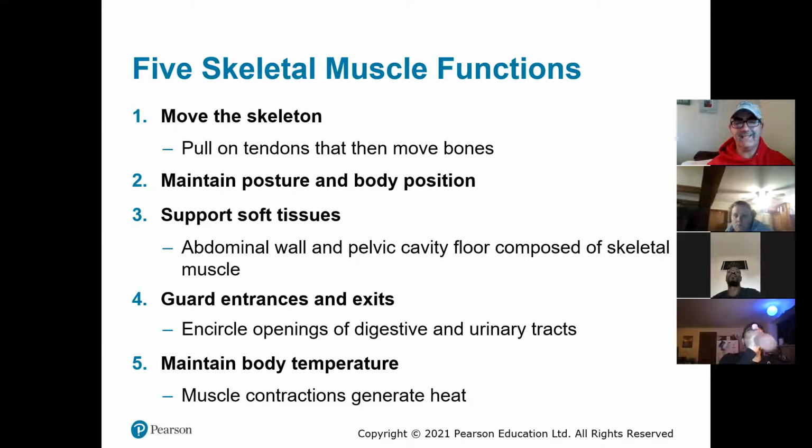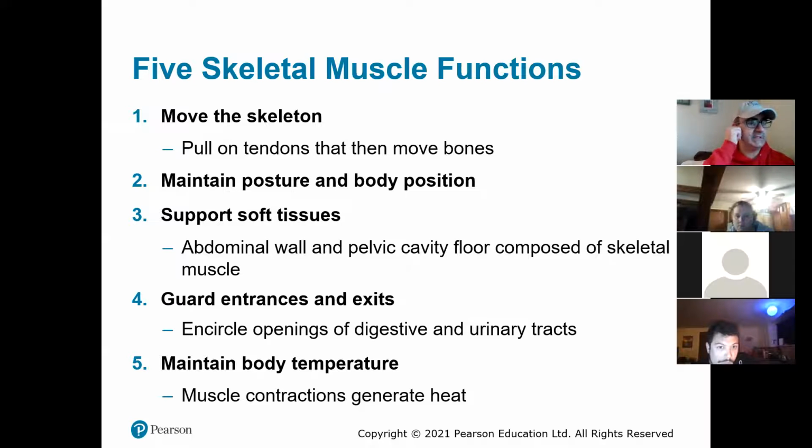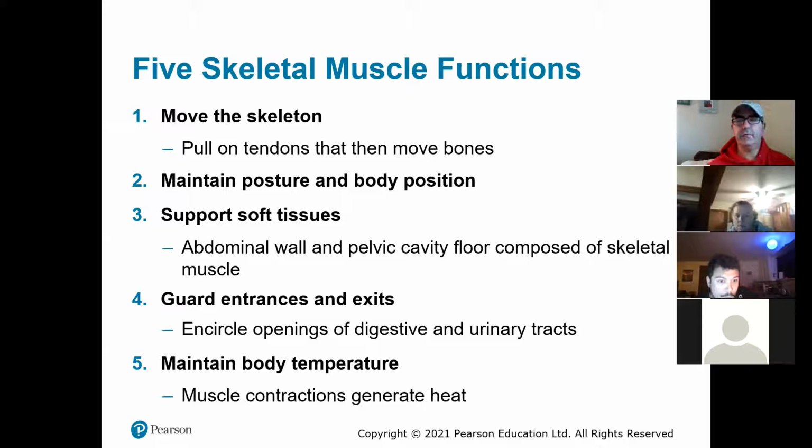Guarding entrances and exits. There are circular muscles that encircle the openings of the digestive and urinary tracts, right? They're usually called sphincters. We'll learn about several of them in the digestive system, in between the different regions of the digestive system. They basically just separate the different regions.